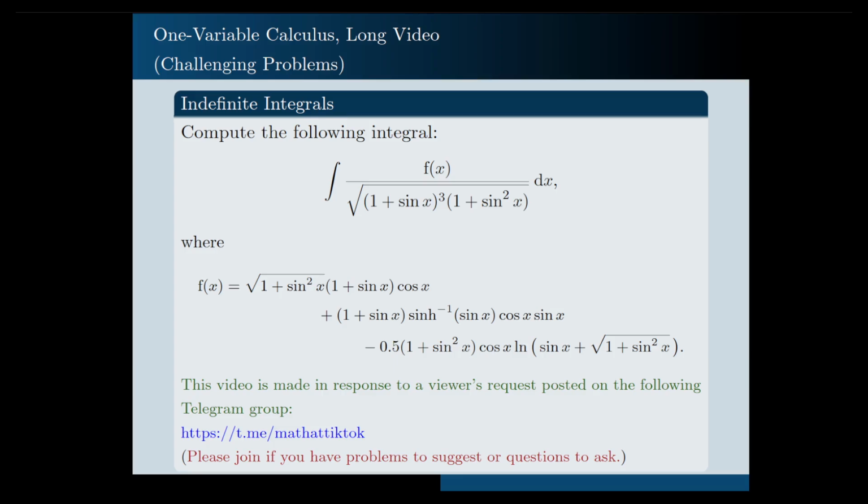Hello, in this long video I'm going to solve the following challenging problem on the topic of indefinite integrals. Compute the following integral. Integral of f of x over this expression dx, where f of x, the expression in the numerator, is defined in this way, with this long expression.